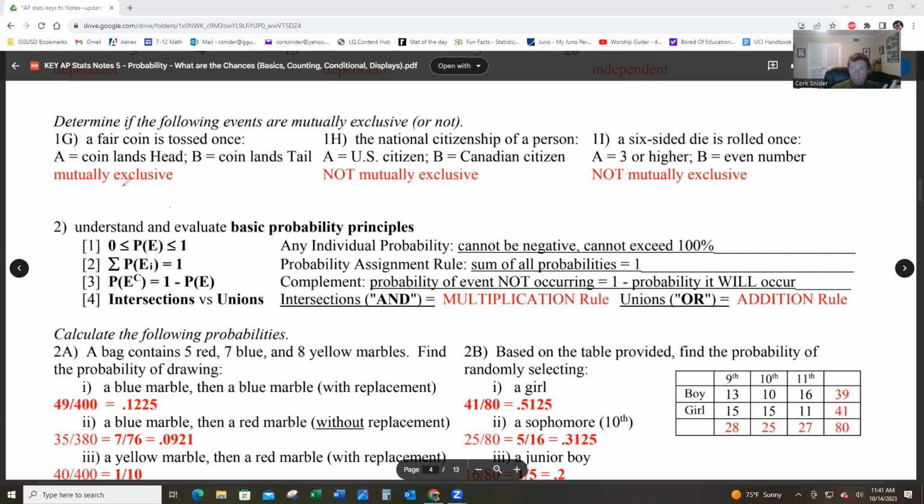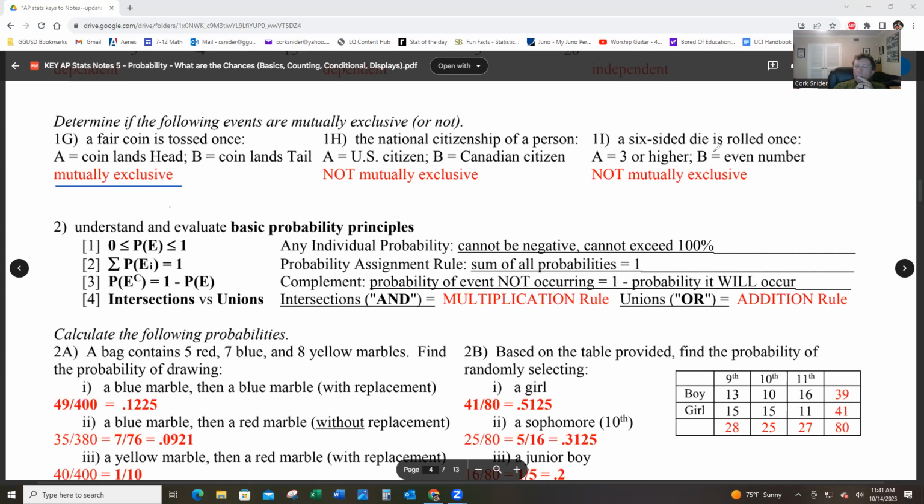Obviously, no, they can't. So those are mutually exclusive. Okay, question H. Can you be a US citizen and a Canadian citizen? You can. Those can happen at the same time. So that's where you get the double negative, not mutually exclusive. That means they can happen at the same time.